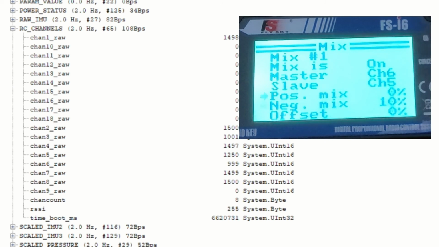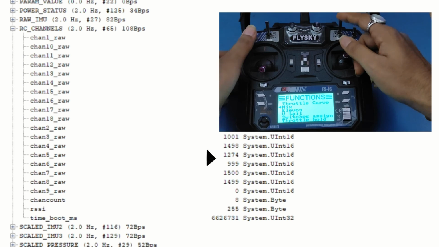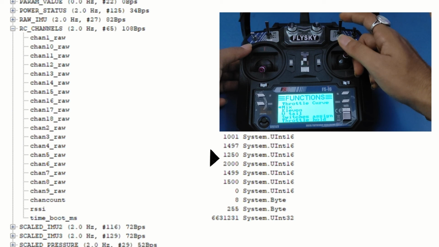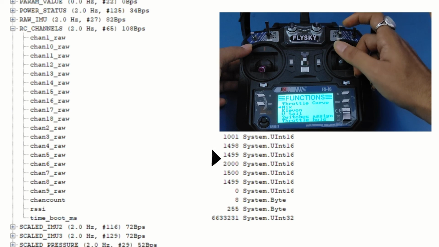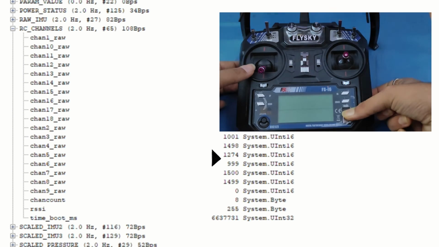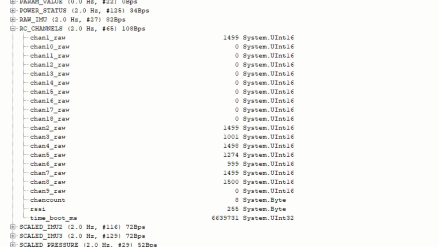Once we set the negative mix to minus 10%, we see that for channel 6 lower extreme 1000 value, channel 5 gives us 1275, 1525 and 1750 as our values. Again, for 2000 or higher extreme of channel 6 value, we get 1250, 1500 and 1750 for channel 5 values.